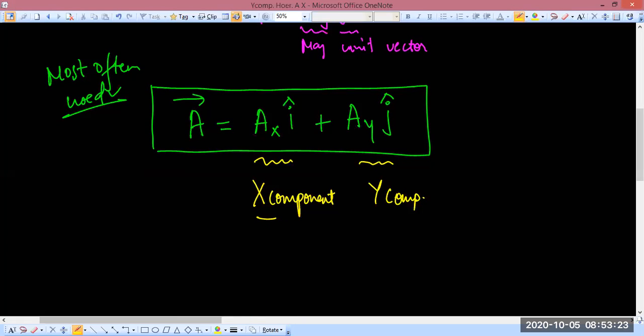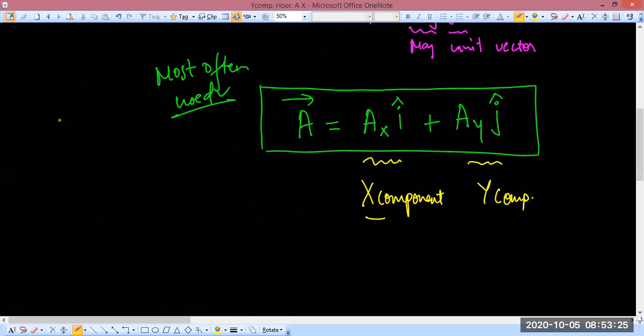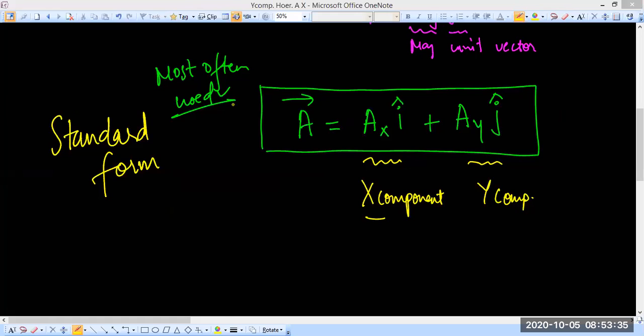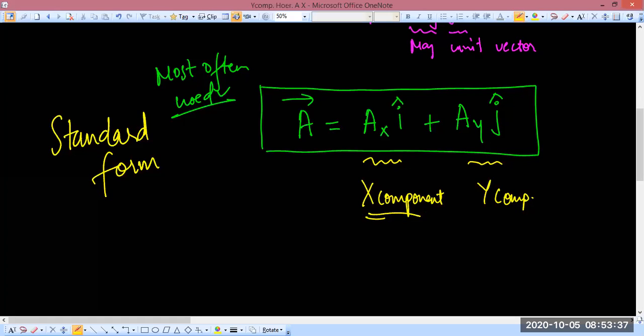So actually, this is the standard form of writing a vector. Okay, this is called the standard form of the vector, where we write the vector in the form of its components, right? Which components? X component and y component, because there are only two, x and y, right now.